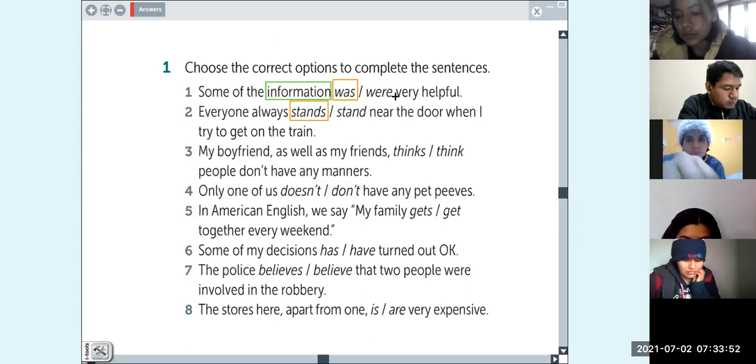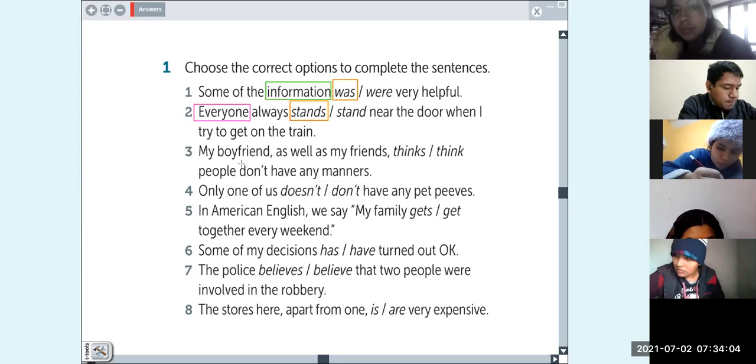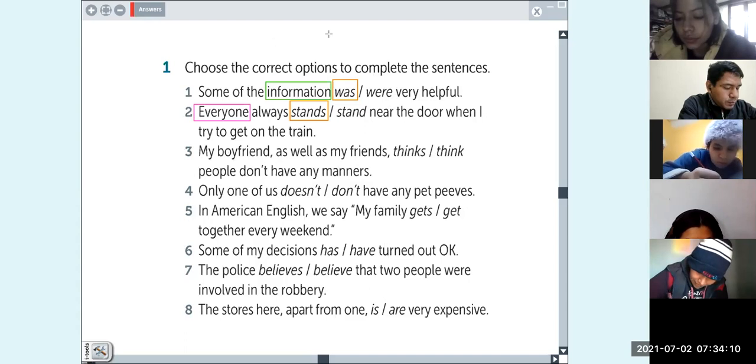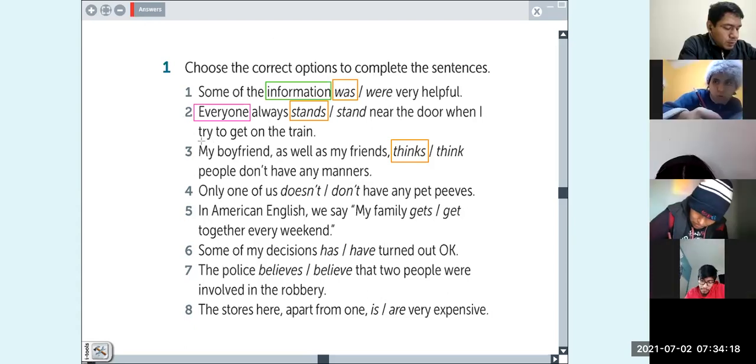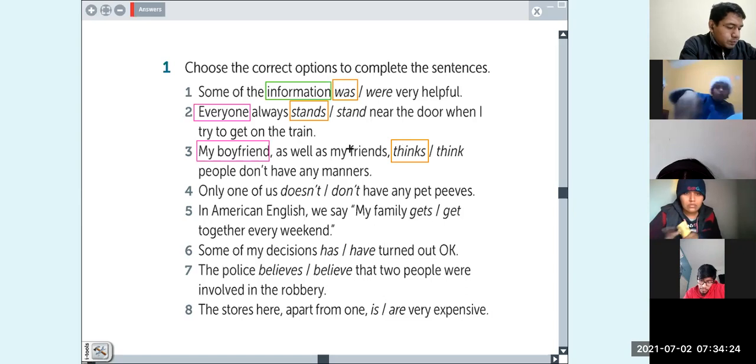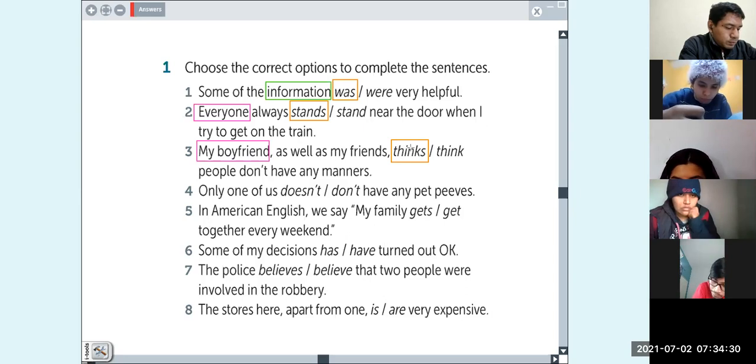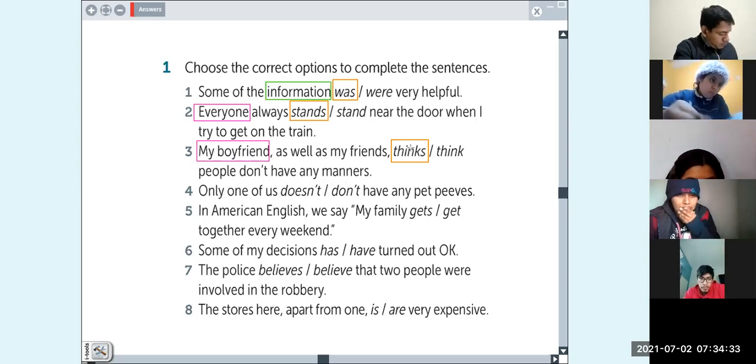Why? Because everyone is an indefinite pronoun. Very good. Everyone is an indefinite pronoun. My boyfriend, as well as my friends, thinks or think people don't have any manners? Thinks. Why? Because it's an aside. The subject is the third person, my boyfriend, right? There's an aside, and also there's an aside, right? Yes, but we have to agree the verb with the subject of the sentence. Very good.